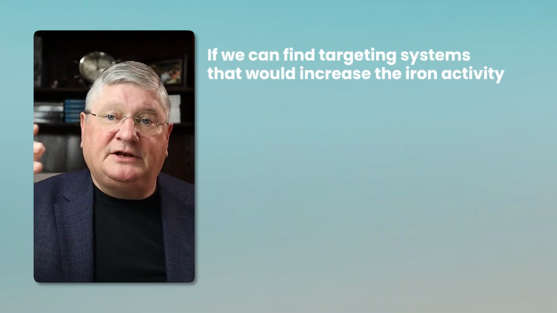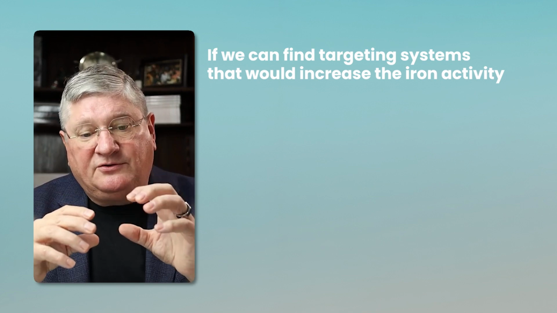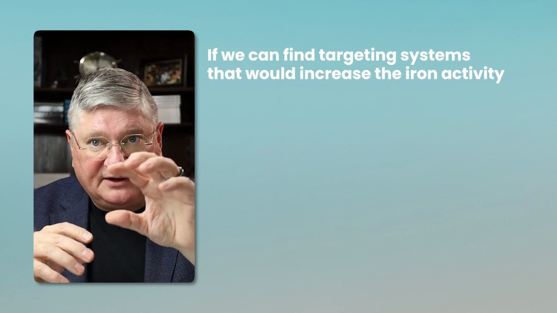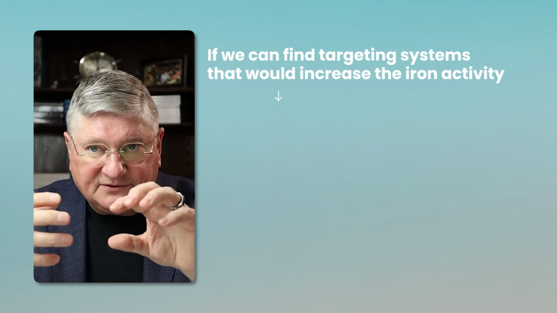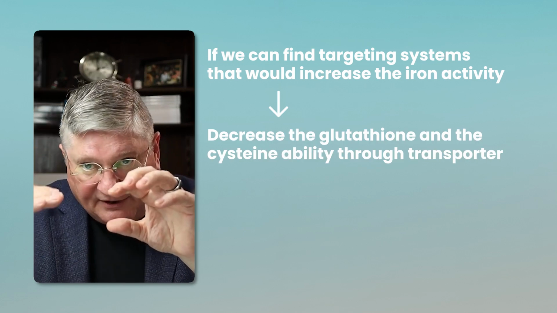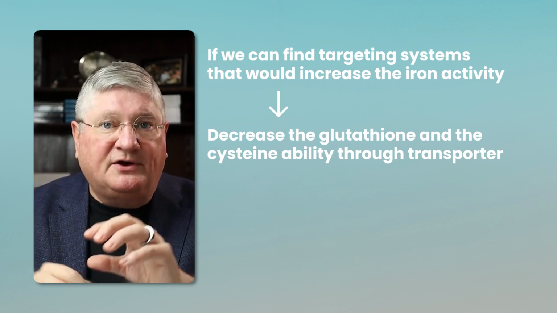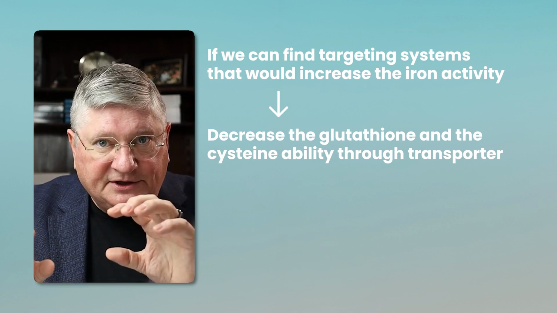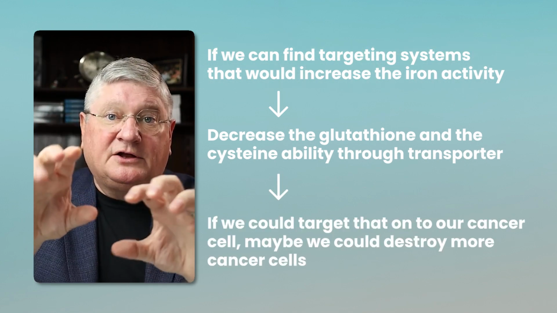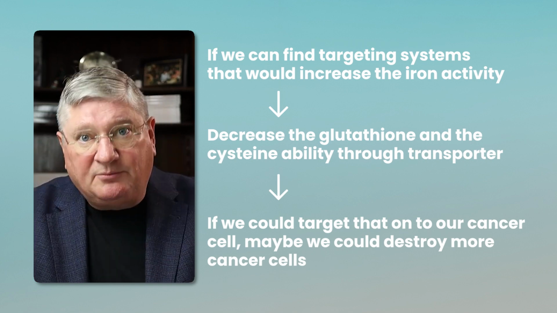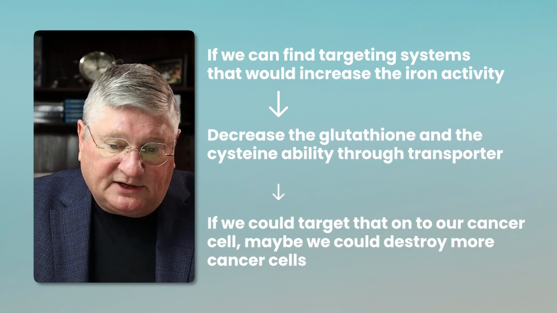Right? So the thought is, if we can find targeting systems that would increase the iron activity, ferroptosis being iron-based, and then decrease the glutathione and the cysteine ability through transporters and other interesting cell biology, then if we could target that onto cancer cells, maybe we could blow up more cancer cells, which is a wonderful idea, right? So that's where it started to get a whole lot of focus.